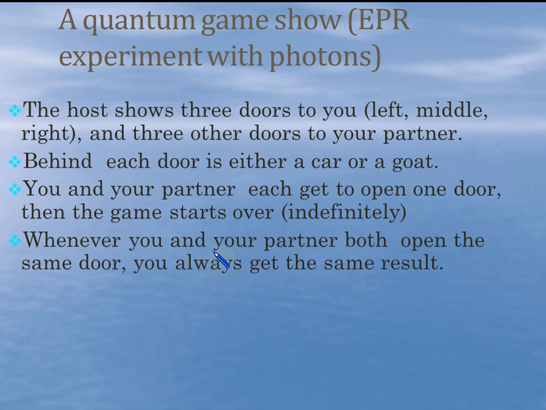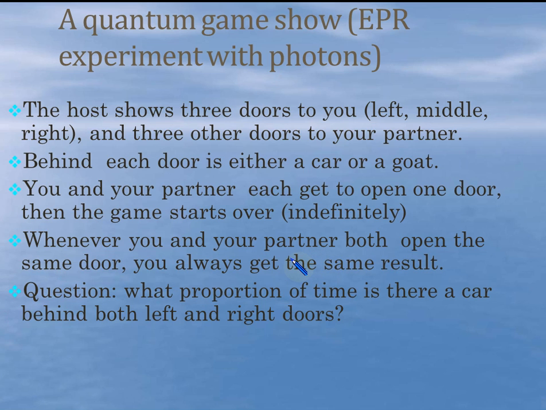Now, it turns out that whenever you and your partner both open the same door, you always get the same result. And you've tried this and tested it again and again and again. If you open the left door, you get a goat, and your partner also opens the left door, he'll also get a goat. So it seems that the game show host is putting the same thing for you and your partner. It seems that whatever he puts behind your 3 doors, he puts the same thing behind the 3 doors of your partner. So that seems something that's unmistakable.